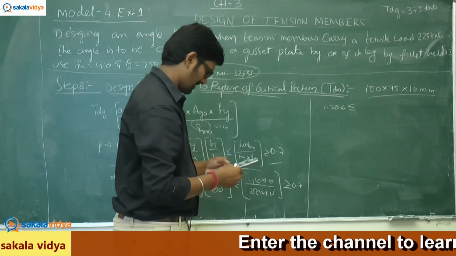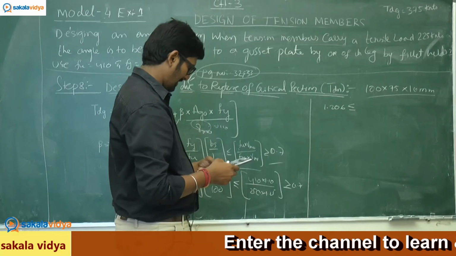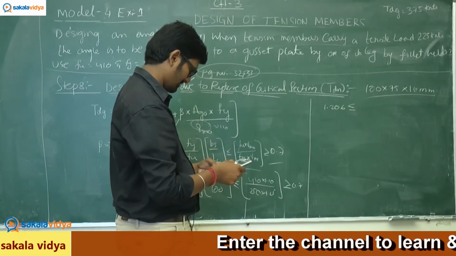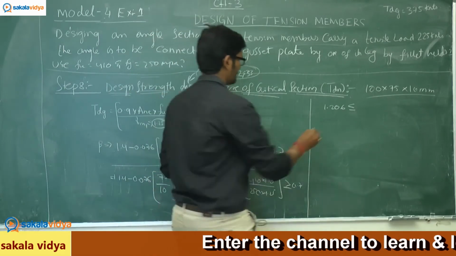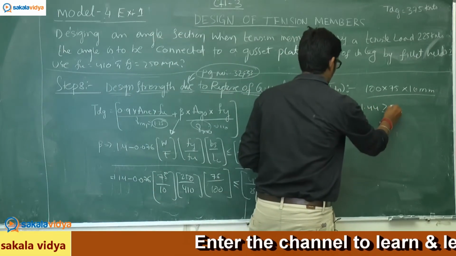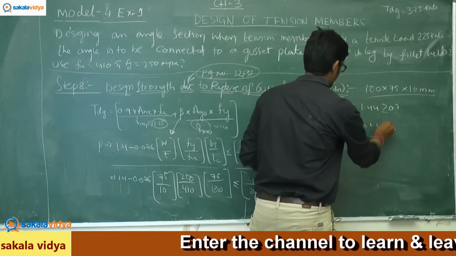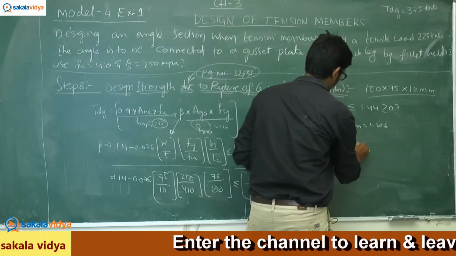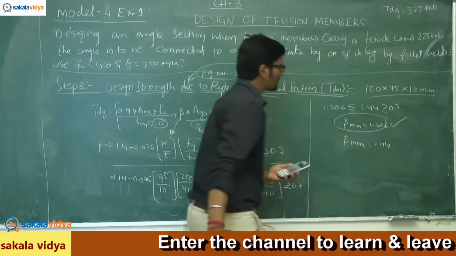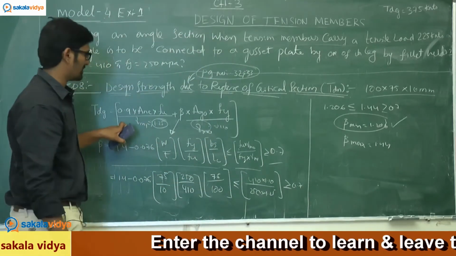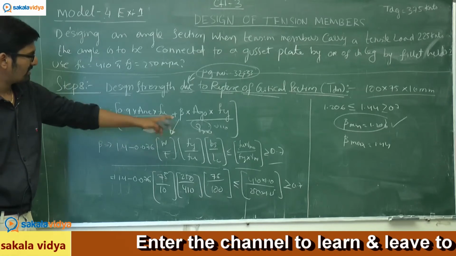Let us find this one. 410 multiplied with 1.10, 250 multiplied with 1.25. So how much? 1.44, must be greater than or equal to 0.7. Yes. So beta minimum is 1.206, beta maximum is 1.44. So we are going to use beta equal to 1.206 and substitute in this formula. Before substituting we need to find the area of connected leg and area of outstanding leg.